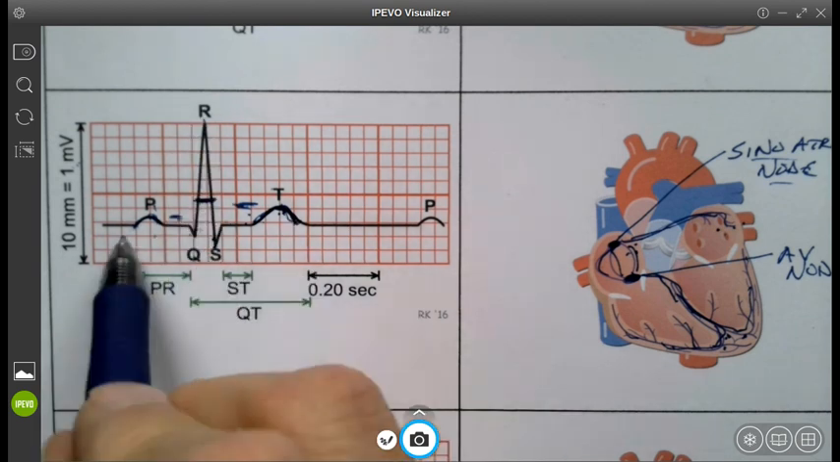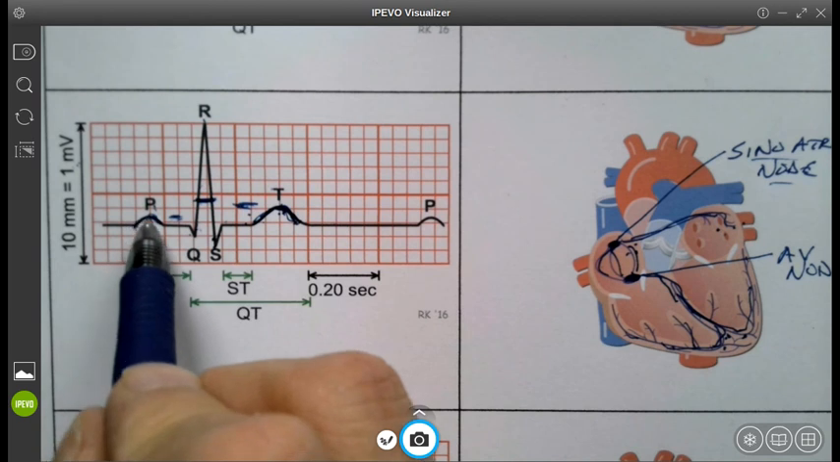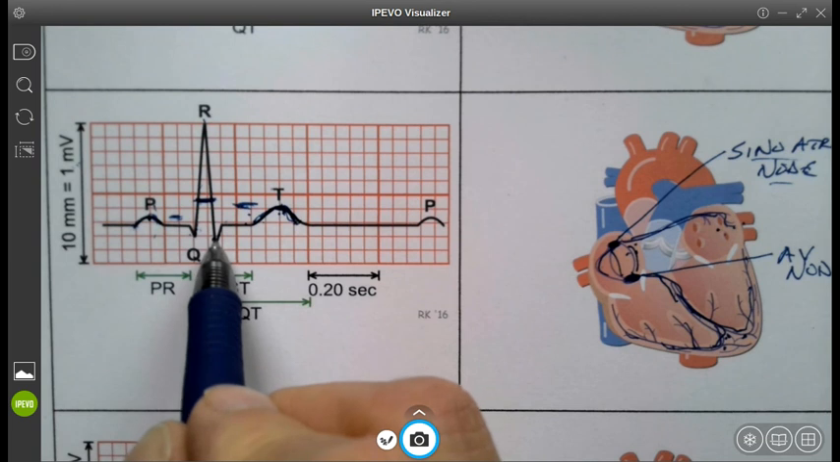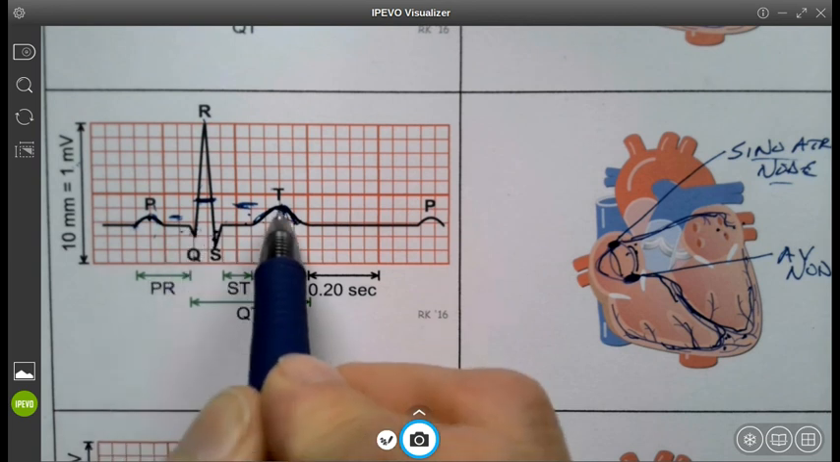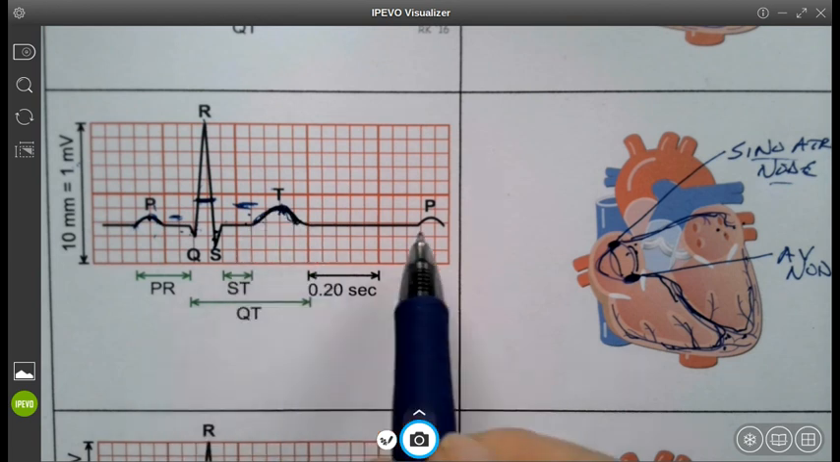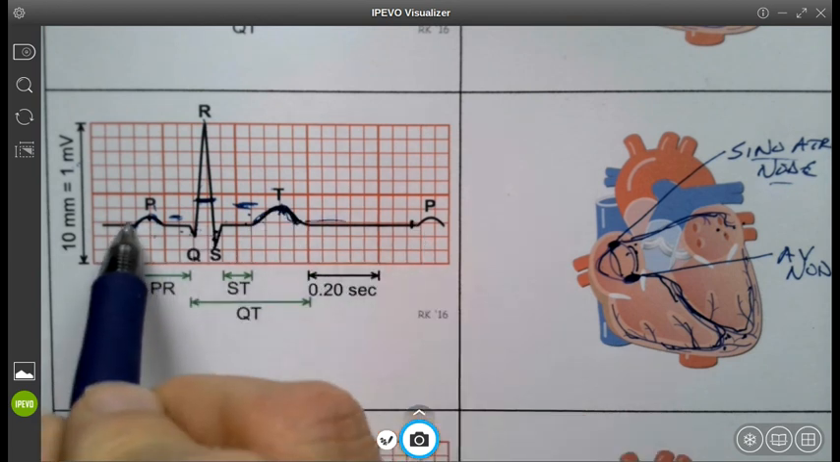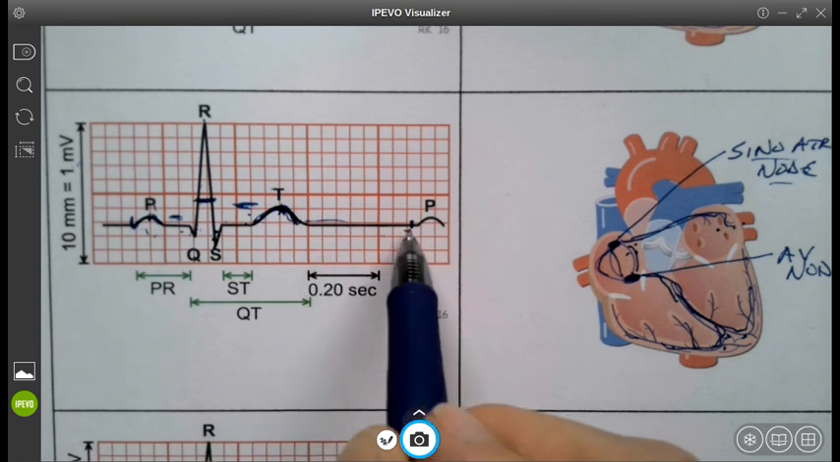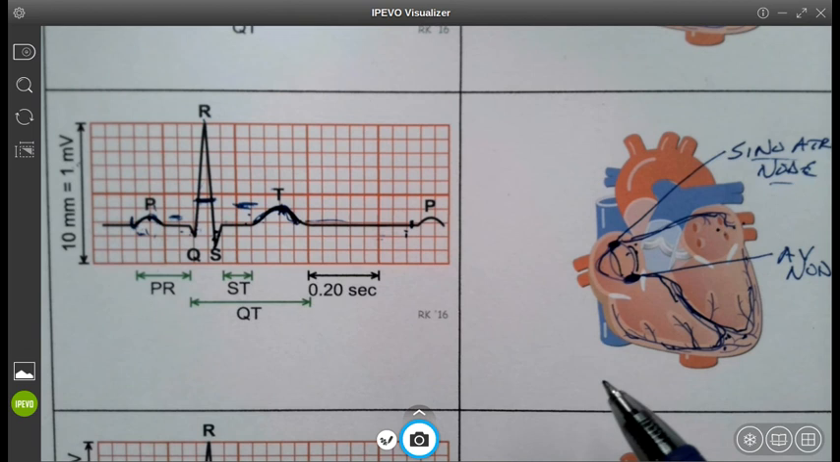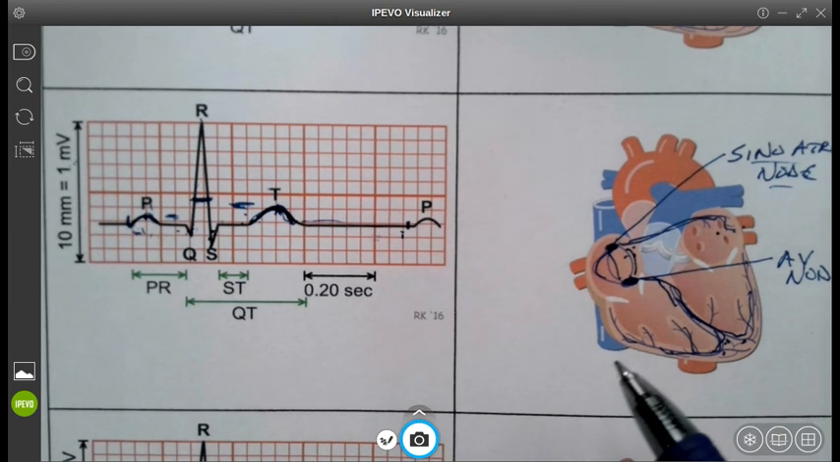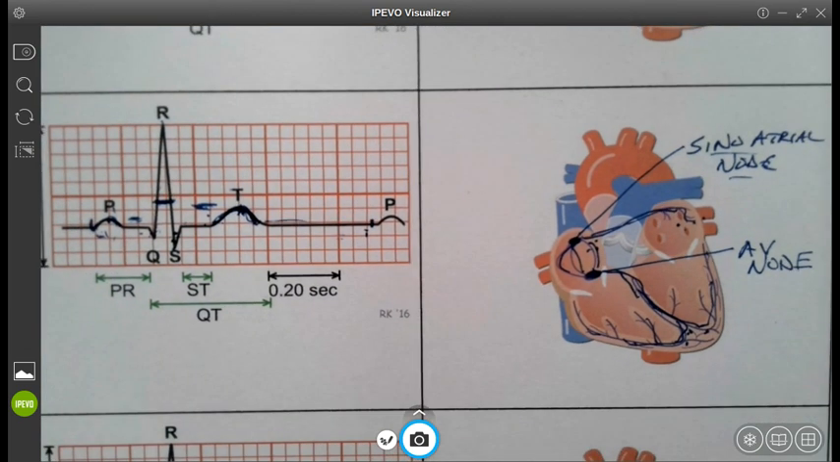Okay, so the P wave is the atria depolarizing. The QRS complex is the depolarization of the ventricles. This is the repolarization of the ventricles. And then we get over here. This is one complete cardiac cycle right here to here. Okay. So hopefully this will help when you're filling out the worksheet.